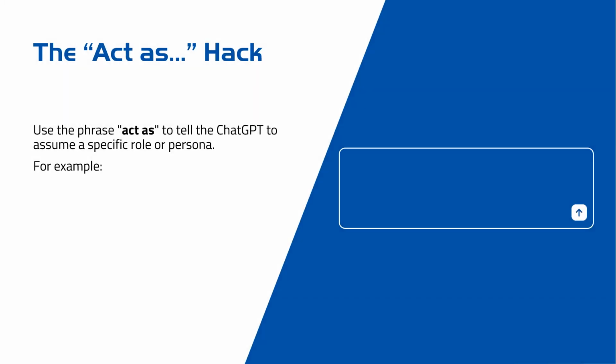One of the most useful techniques for crafting effective prompts is the "act as" hack. This technique involves using the phrase "act as" in the prompt to tell ChatGPT to assume a specific role or persona in the conversation. This can be especially useful for creating more engaging and immersive conversations or for simulating real-world scenarios. By using the "act as" hack, you can create more engaging and immersive ChatGPT conversations that are tailored to the specific interests and needs of the user.